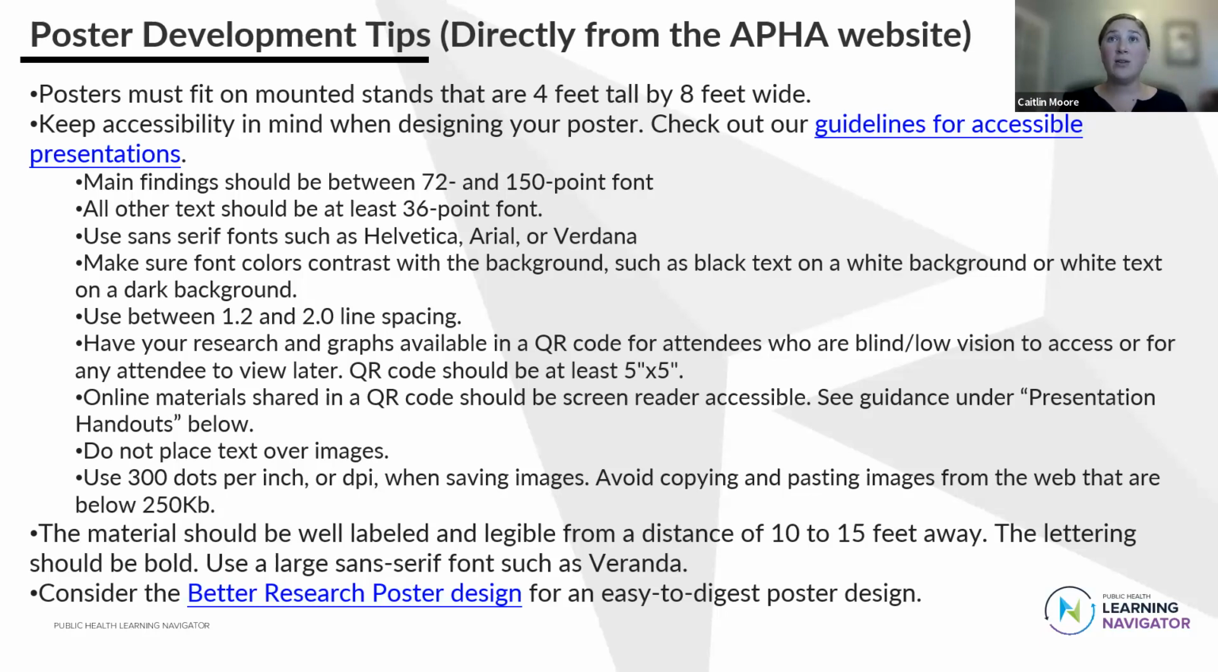Make sure that all font colors contrast with the background, such as black text on a white background or white text on a dark background. Make sure that if you have any images behind your text, it's not overlapping so everything is legible. Use between 1.2 and 2 line spacing. Make sure that you have your research and graphs available in a QR code for attendees who are blind or low vision to access, or for any attendees to view later. And your QR code should be at least 5 inches by 5 inches wide.